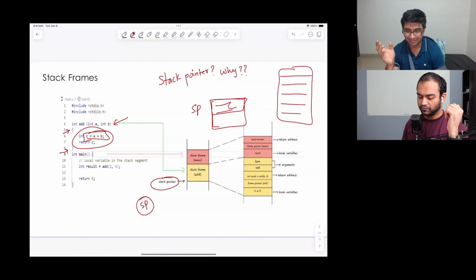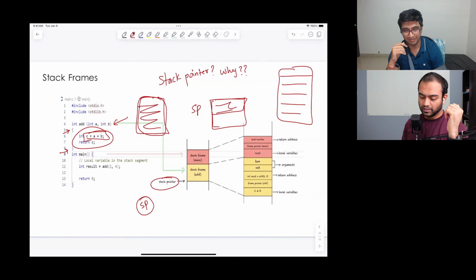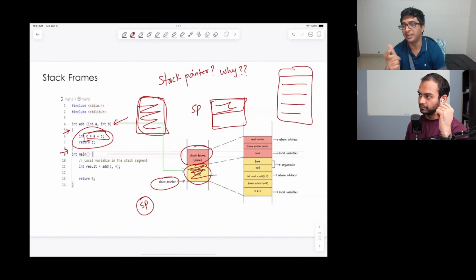Each function gets its own stack frame, some region on the stack where the local variables are available. When the function goes out of scope, that stack frame is destroyed. Nobody frees up that memory. What the CPU cleverly does is just manipulate the stack pointer, so the stack pointer comes back down to the previous stack pointer.